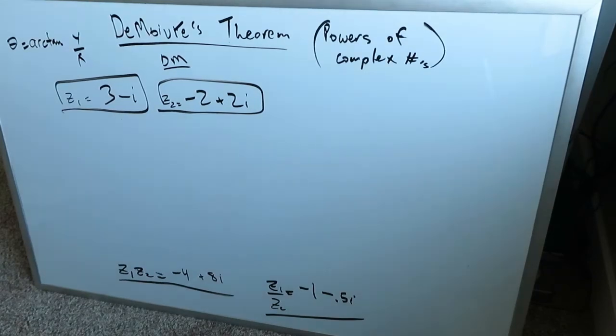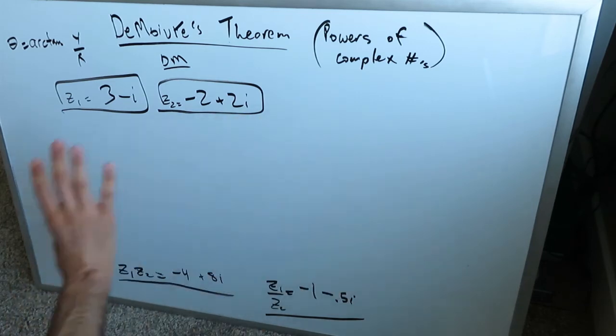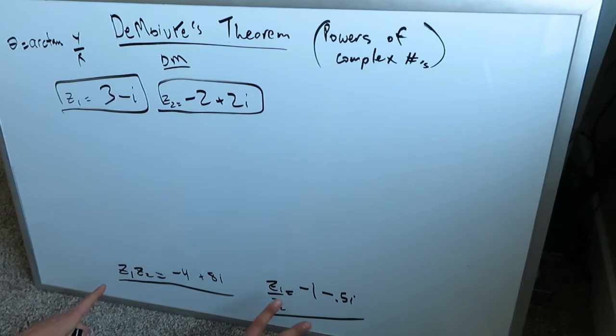Okay, now when you look over here at your screen, I've created room over here. We just went through this elaborate process to get the values for z1 times z2 and the values of z1 divided by z2, the product of the two complex numbers and the quotient of the two complex numbers. And you saw that elaborate process involving the polar forms of each complex number. Now look at this other way of doing it.